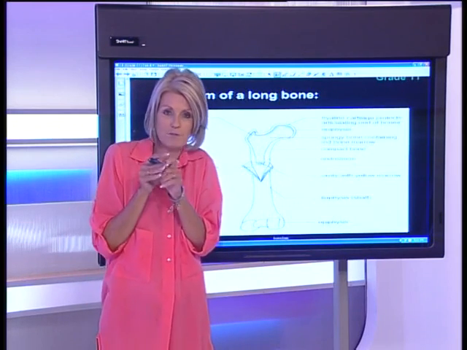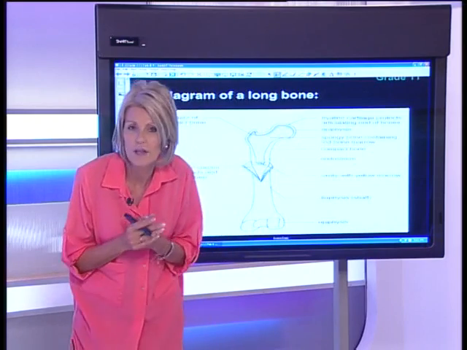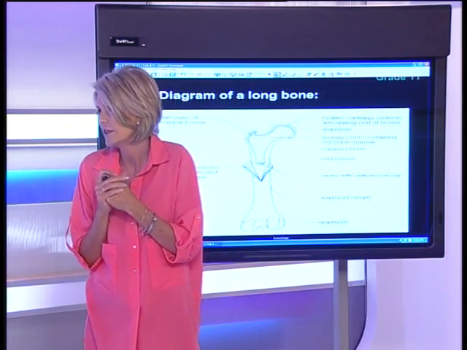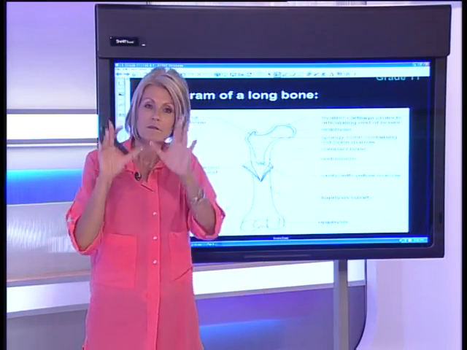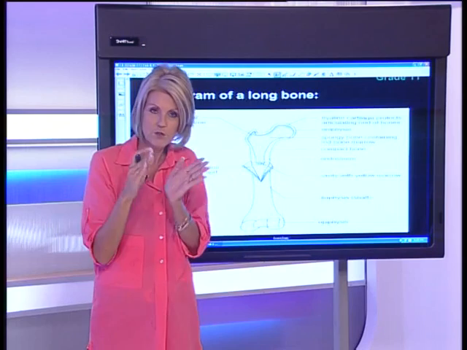Then we get little short bones. Where do you think we'll have short bones? In our little short hands, our little short fingers and our little short toes, our hands and our feet, our palms and our wrists. That would be the short bones. So long bones, short bones.